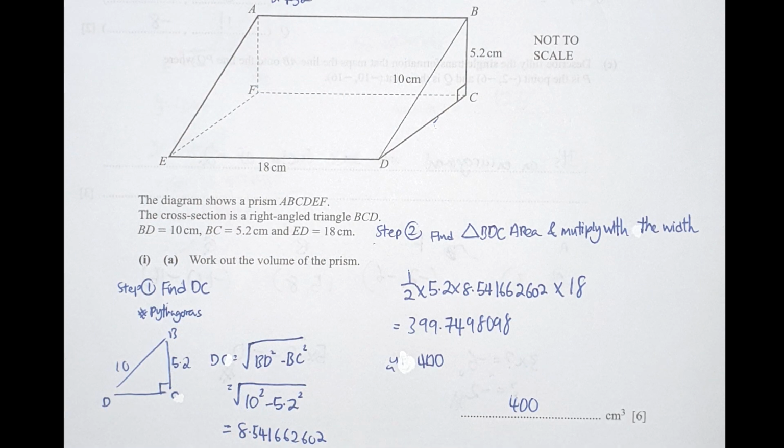For part B, they wanted you to calculate the volume. Hence, you're required to identify the triangular DC base first. To find that, you need to use Pythagoras theorem, square root of 10 squared minus 5.2 squared. You will get 8.541662602. So multiply it with 5.2, multiply with half. Then you multiply by the width of it, which is 18. After correcting your final answer to 3 significant figures, it should be 400.